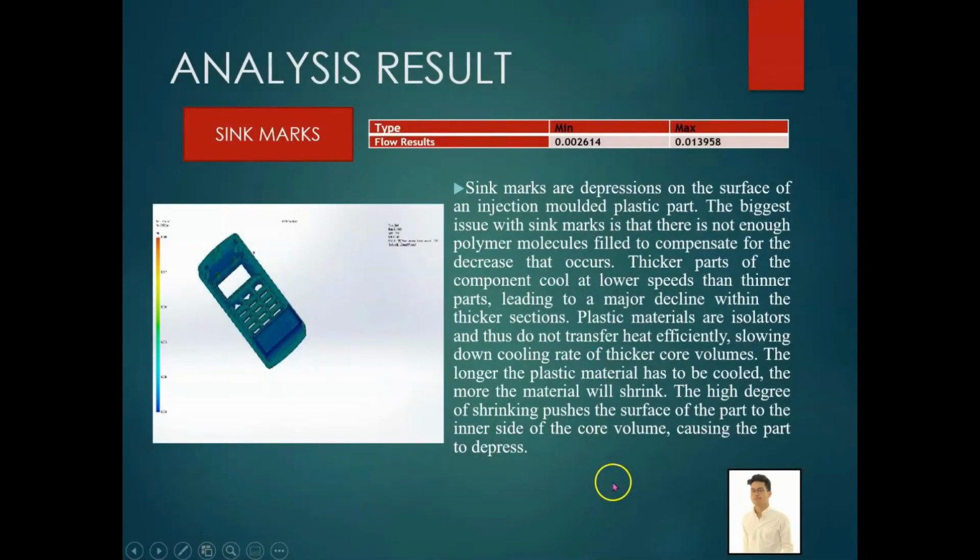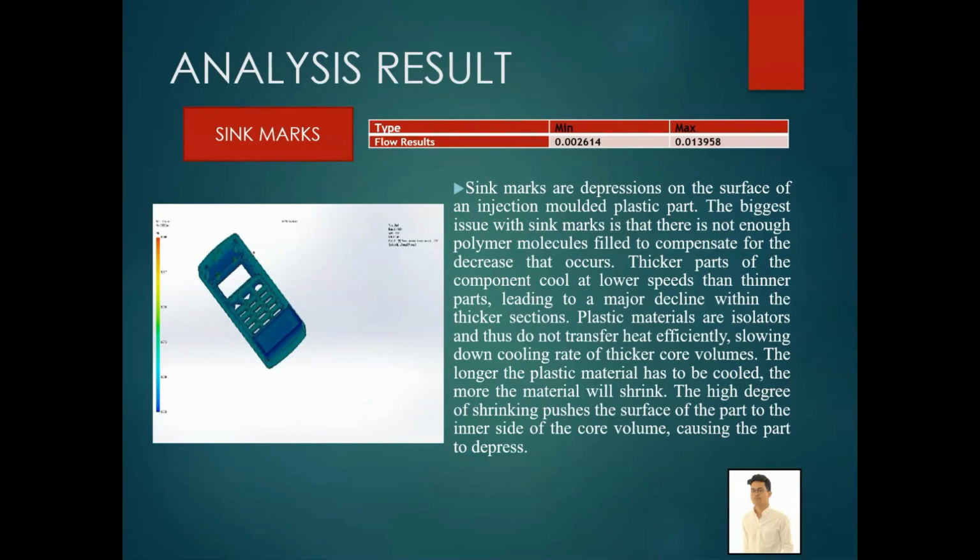Right, so next is sink mark. The sink mark flow result started at a minimum of 0.002614 millimeter, and the maximum is 0.013958 millimeter. The sink marks are depressions of the surface in an injection molded plastic part. The biggest issue with sink marks is that there is not enough polymer molecule filled to compensate for the decrease that occurs.